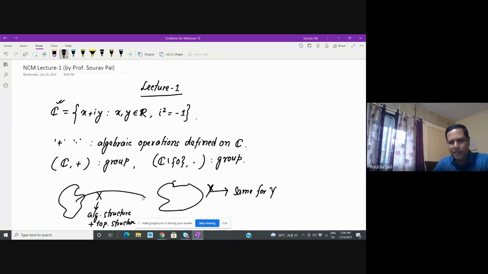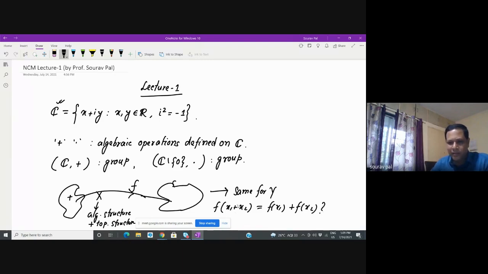So then we can consider functions between them. We can study all possible functions between them which preserve those structures. What does it mean? If you have addition here, then we want to find out whether a function preserves this addition, meaning f of, say, x1 plus x2 is equal to f(x1) plus f(x2).